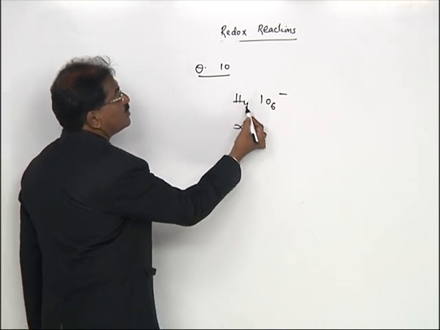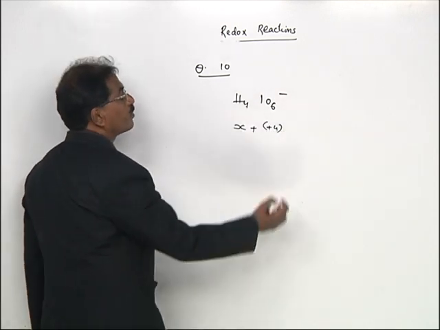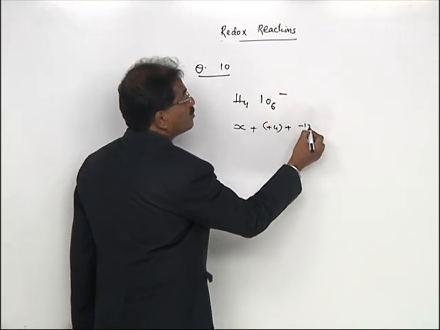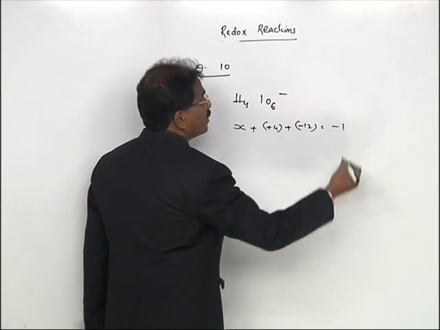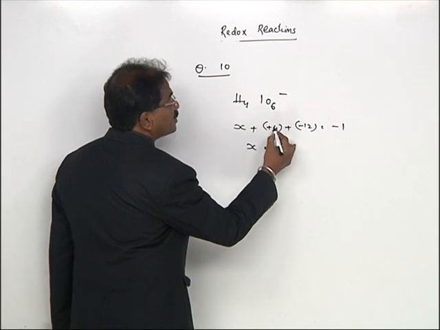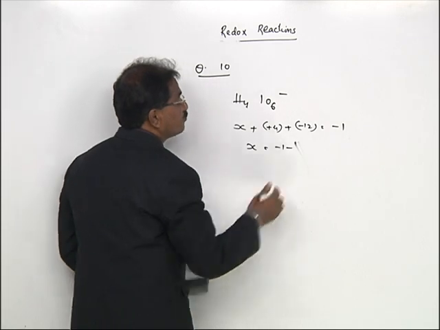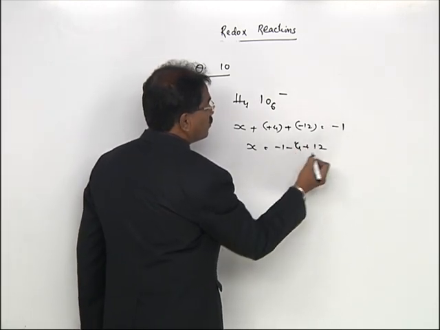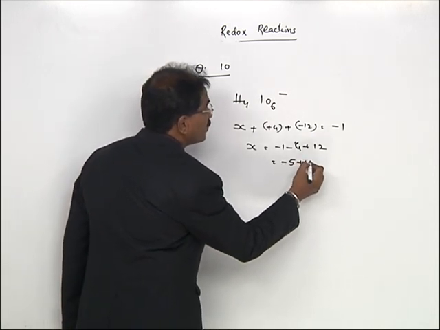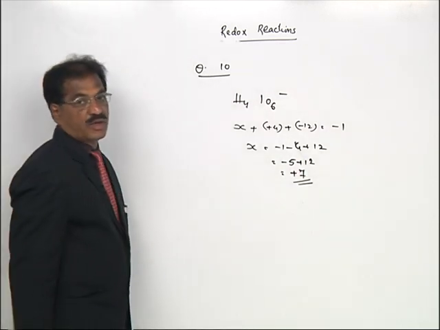We know the oxidation state of each hydrogen is +1. Therefore, here 4 hydrogen atoms are there, +4. Next, we know the oxidation state of each oxygen is -2. Therefore, it is -12. X plus 4 minus 12 is equal to -1. Therefore, X is equal to -1. Here +4 and -12 are sent to that side. So, it becomes -4 plus 12. Therefore, the answer is -5 plus 12, that is +7. So, answer is 1.